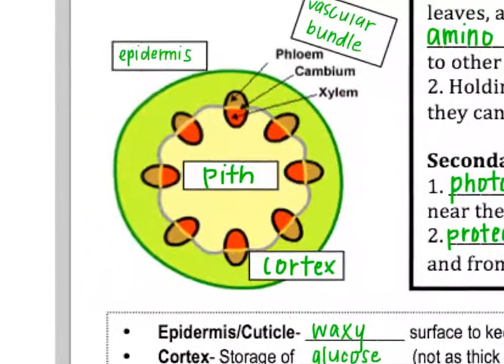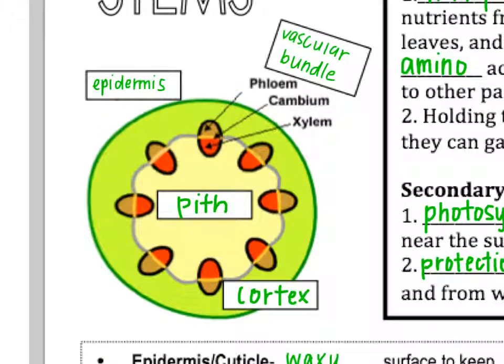Let's look at the parts of a stem. On the outside, the green layer around the outside of the stem is the epidermis, just like in the root. And then just inside that layer you have the kind of bright green layer, that's the cortex, which is also for storage, but it's not going to be as thick as it is in the root. And then just inside that you have a layer of phloem, cambium, and xylem, and that's what makes up the vascular bundle, just like in the root. And then in the very center you have the pith.